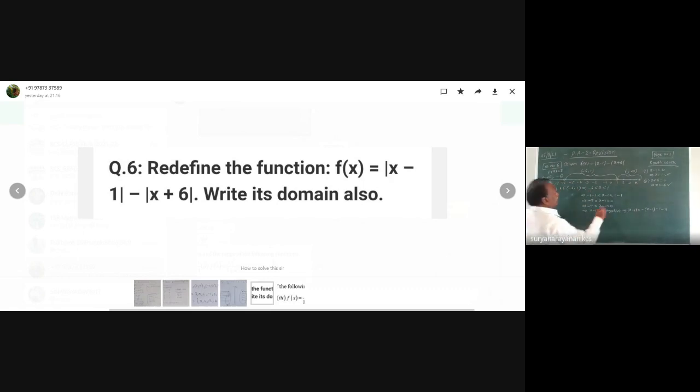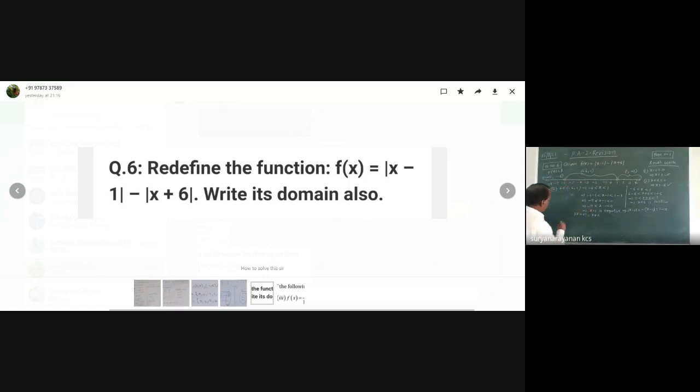Similarly, here minus 6 less than x less than 1. Then plus 6 is there. We can add this one. 6 minus 6 less than x plus 6 less than 1 plus 6. 0 less than x plus 6 less than 7. This implies x plus 6 is positive. X plus 6 is lying between 0 and 7. It is positive. Therefore, mod x plus 6 is equal to x plus 6 only. Mod x is equal to x if x is greater than 0, if it is a positive number.